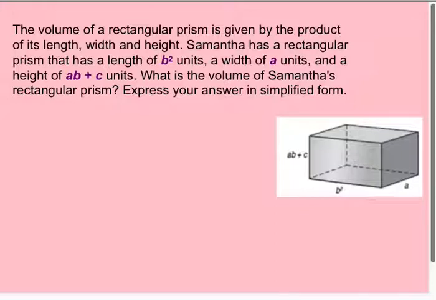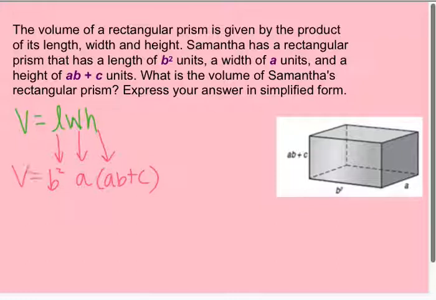Number 12, the volume of a rectangular prism is given by the product of length times width and height. Okay, so volume. Samantha has a rectangular prism that has a length of b squared, a width of a, and a height of ab plus c. What is the volume of Samantha's rectangular prism?